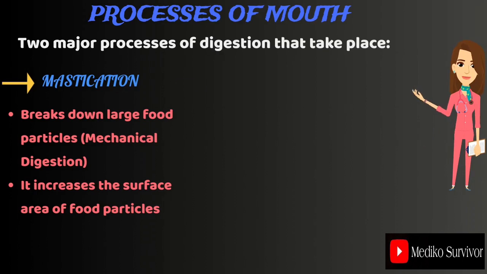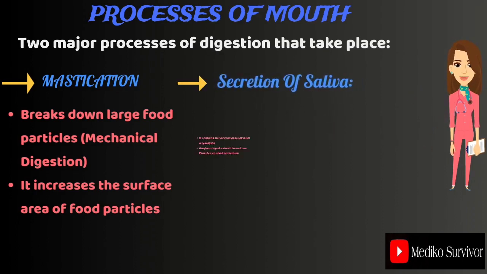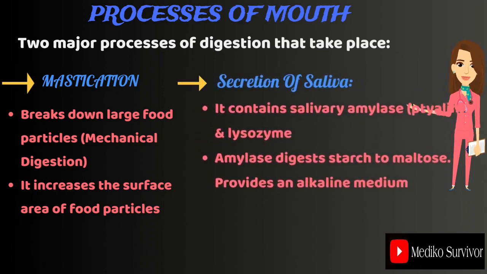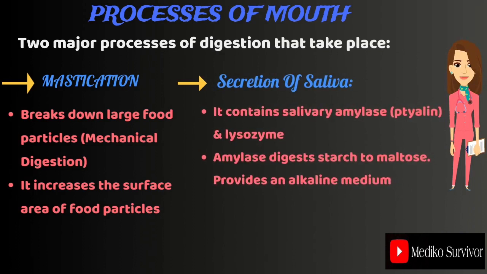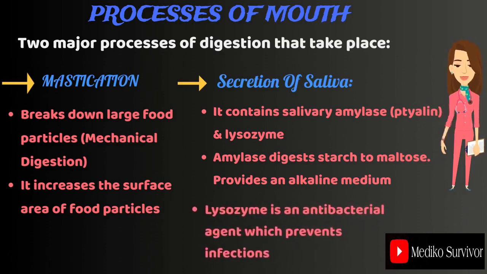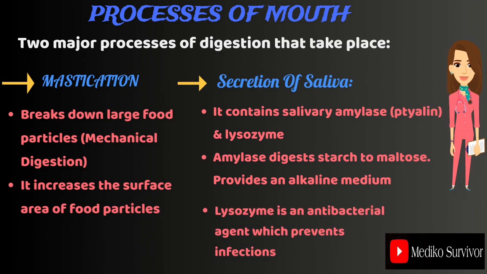Number 2 is the secretion of saliva by salivary glands. Saliva contains amylase enzyme and lysozyme. Amylase causes chemical digestion of carbohydrates into maltose and provides an alkaline medium. And lysozyme is an antibacterial agent which prevents infection.